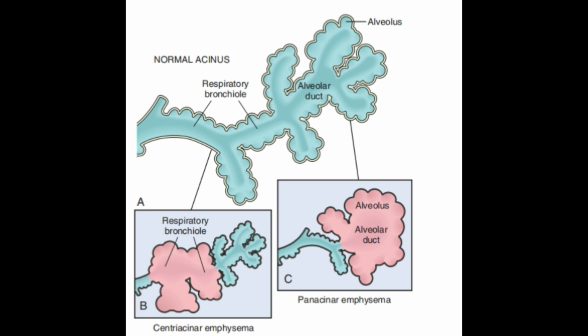One, centriacinar emphysema. Second is panacinar emphysema. Third is distal acinar emphysema. And fourth is irregular emphysema. Only the first two, centriacinar emphysema and panacinar emphysema, are significant, because they cause significant airway obstruction. The remaining two do not form a significant obstruction.